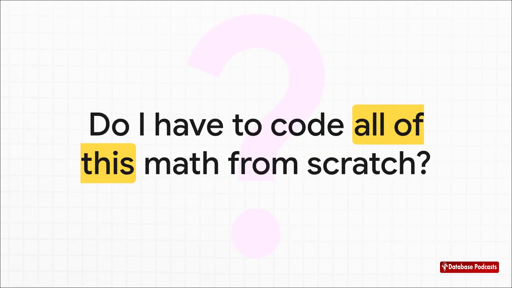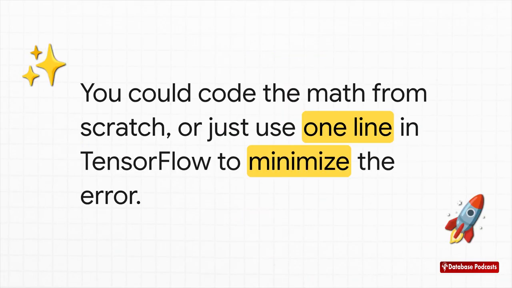So, wait, are you telling me I have to actually write code for that from scratch just to get a single neuron to predict a house price? And this is the beautiful part. You could do that, or you could use a library like TensorFlow, which takes all of that complex calculus and boils it down to a single line of code that basically just says, hey, TensorFlow, please minimize the error for me. That's it. All the complexity is handled for you.